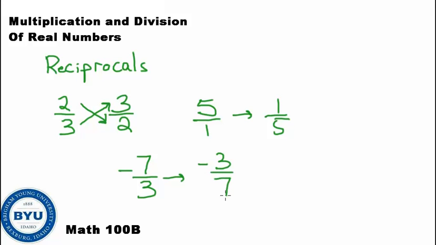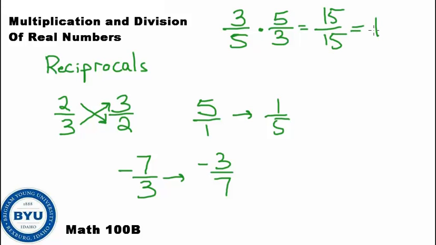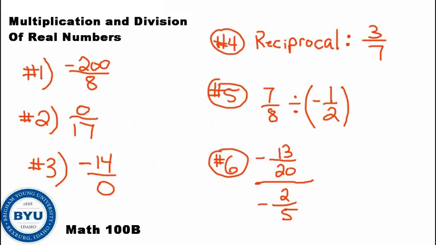Reciprocals are really important because when we find a reciprocal, we know that when you multiply those numbers together, they'll be the same. For example, if I took 3/5 and multiplied it by its reciprocal, which is 5/3, well, if you multiply it across, we would get 15/15, which is 1. Anytime you multiply a number by its reciprocal, you will get 1. So do be aware of that. So those are how we do reciprocals.